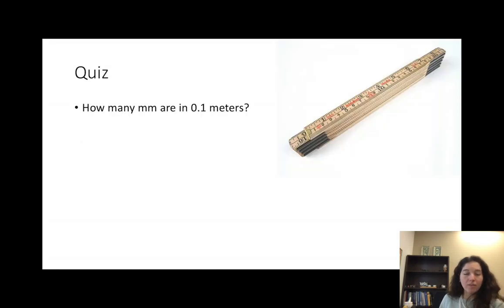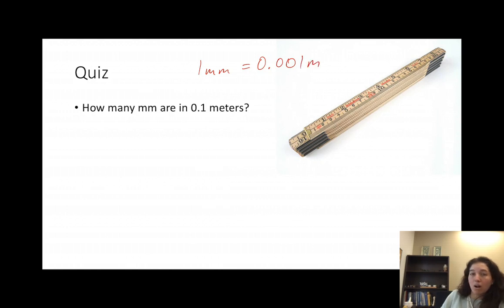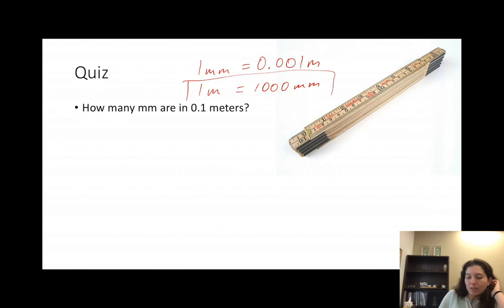All right, give this a shot yourself. Let's take a look at the answer to this quiz. It says how many millimeters are in 0.1 meters? So if we look at our conversion, we know that 1 millimeter is equal to 0.001 meters, or the opposite is true: 1 meter is equal to 1,000 millimeters. I usually like these. This makes more sense to me, but either way is totally fine. So I'm going to work with this one.